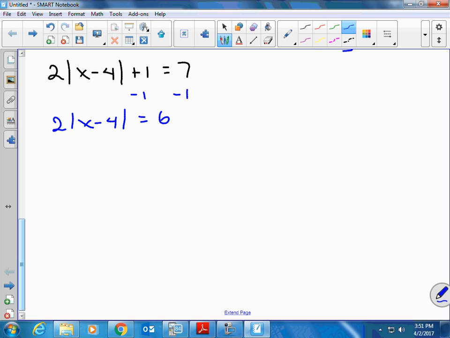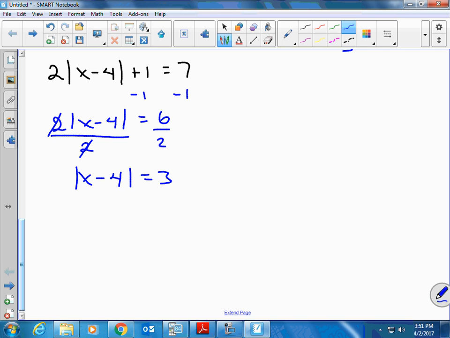Next step, divide by 2. I do not, and never will, distribute the number outside the absolute value into the absolute value. Okay? Do not distribute the number outside the absolute value inside the absolute value. You need to get rid of it by dividing it out. And so I end up with the absolute value of x minus 4 equals 3.